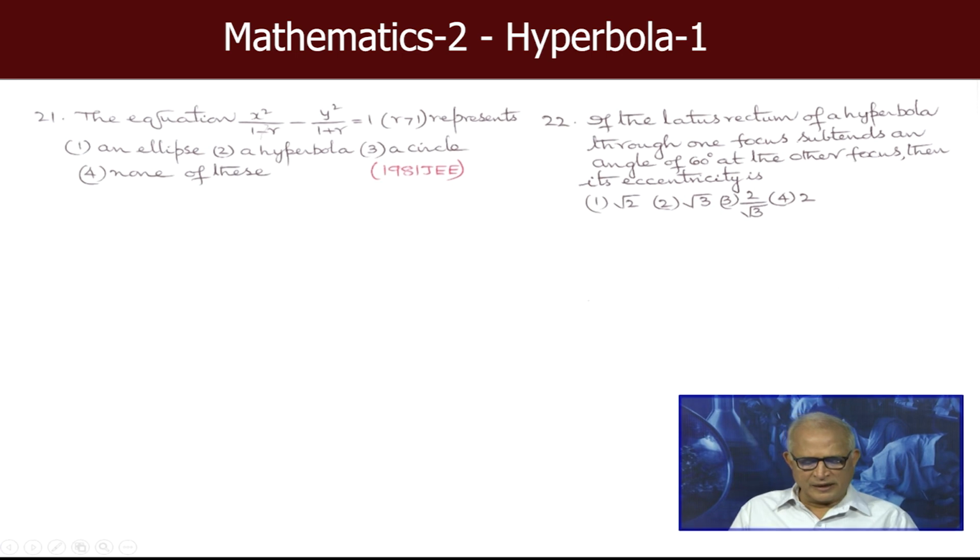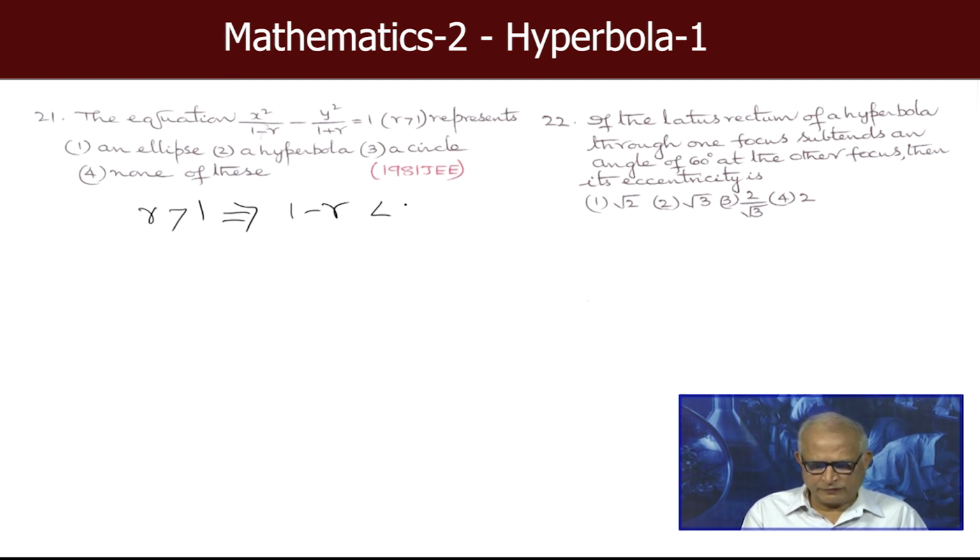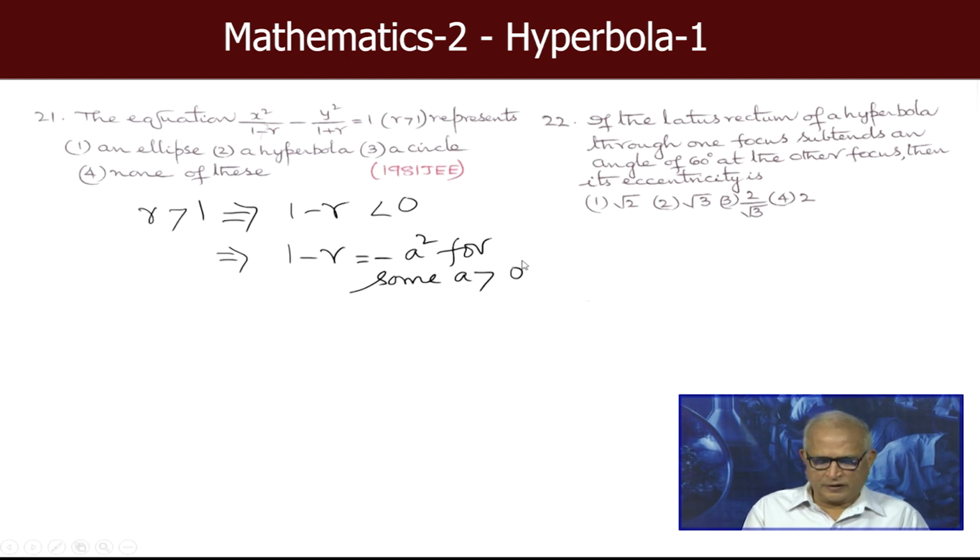Here, r is greater than 1, so 1 minus r is negative. This means 1 minus r equal to minus a square. One plus r is also positive.